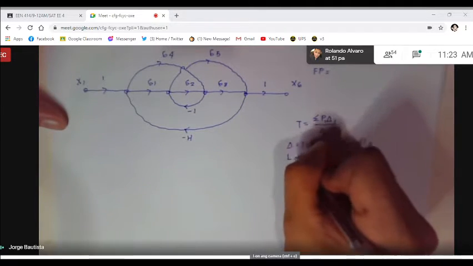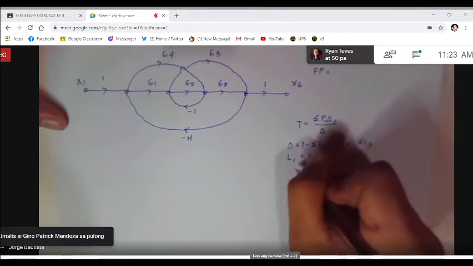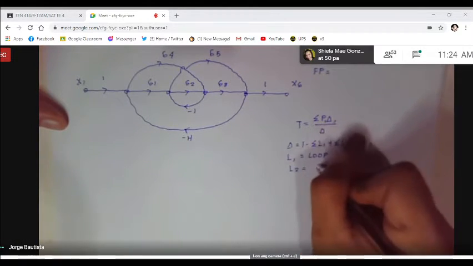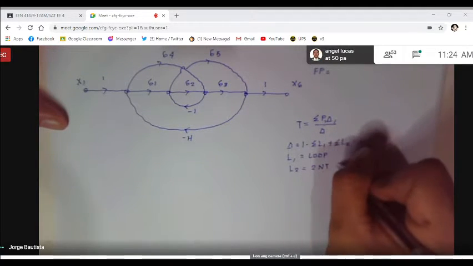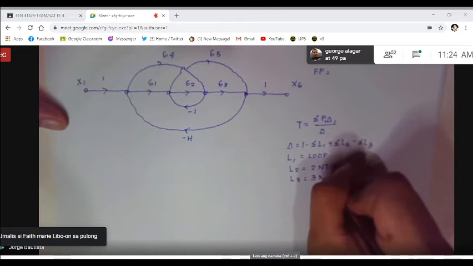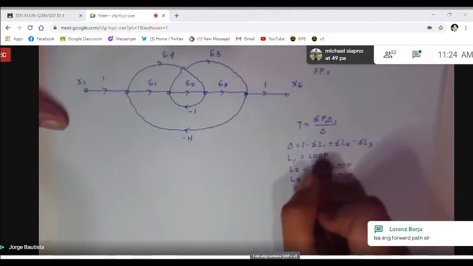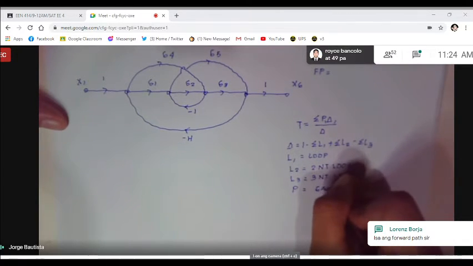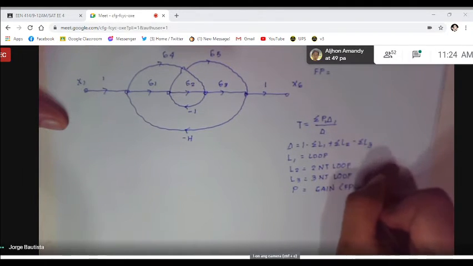Yung L1, ito yung single loop. Yung L2, two non-touching loop. Then yung L3, yun yung three non-touching loop. Ano naman ngayon yung P? Yung P, yun yung forward path gain.